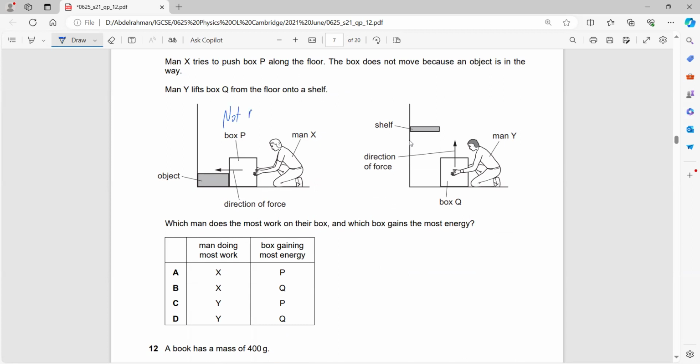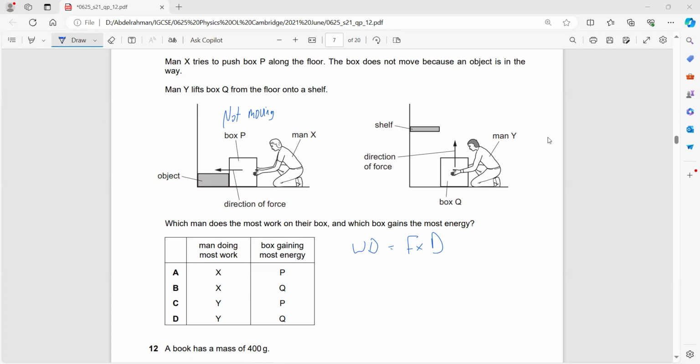To calculate the work done, we know that work done is force times distance moved. D is the distance moved by the object. In this case, there is a force on the object, yes, but the question is, is the object moving? Is box P moving? No, it's not moving. So if the box is not moving, no work is being done on the object.